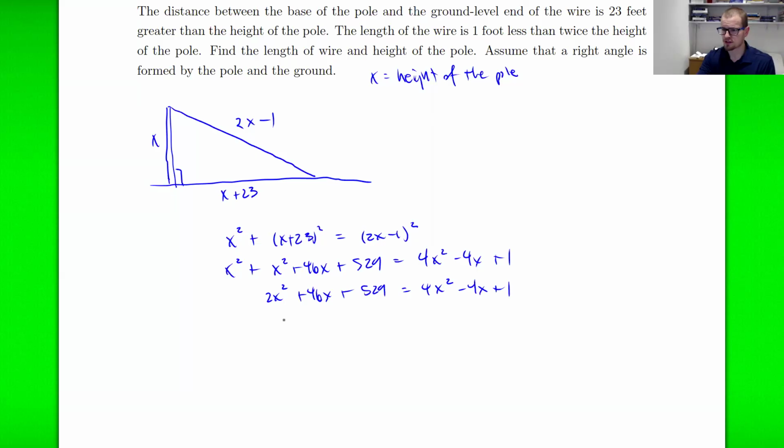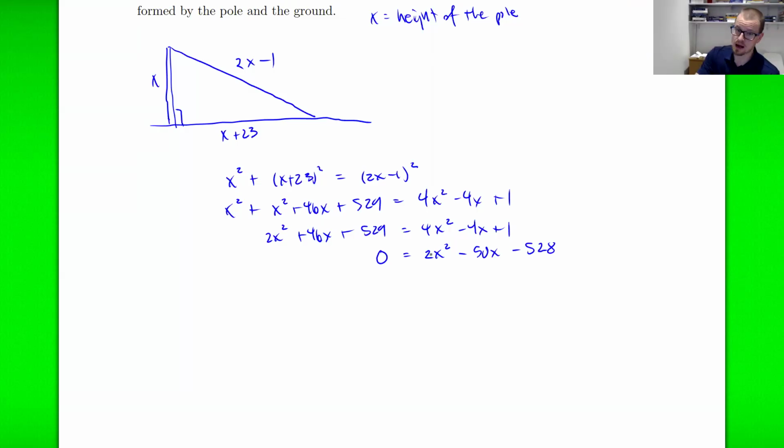Anyway, we can subtract the 2x squared, the 46x, and the 529, of course, from both sides to obtain 0 is equal to 2x squared minus 50x minus 528. I chose to write it this way, subtracting the 2x squared, so that I would have a positive coefficient here. The reality is it probably didn't matter, because now that they have a common factor of 2, they would have simply had a common factor of negative 2 if I'd done it the other way. I want to pull that common factor of 2 off so that I can more easily solve this quadratic equation. Half of 528 should be 264.